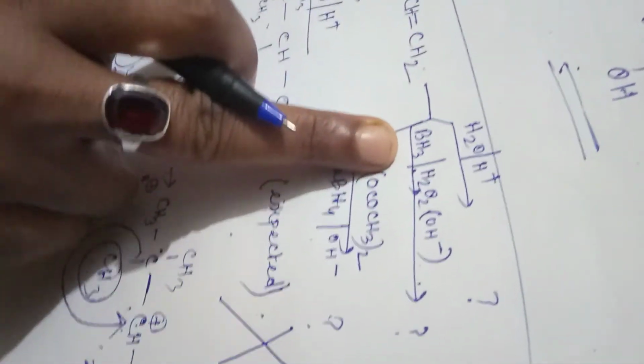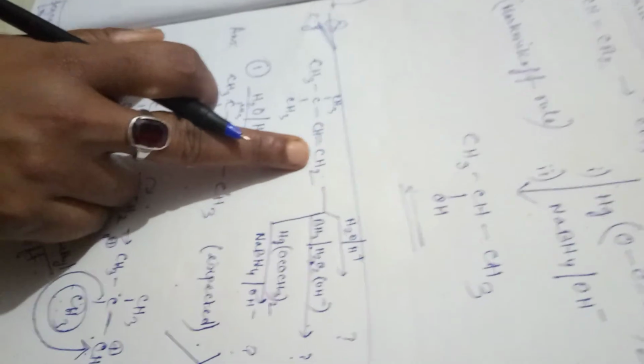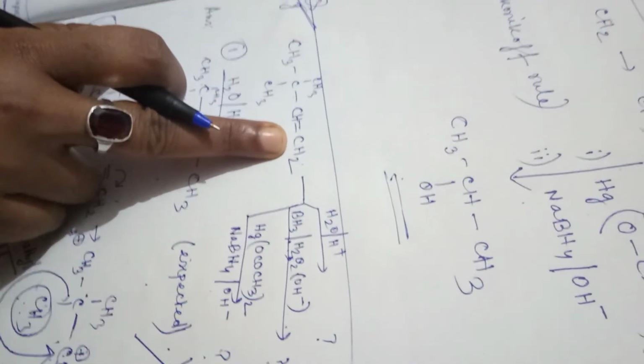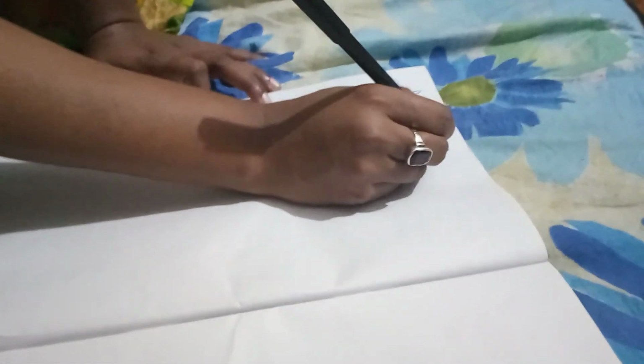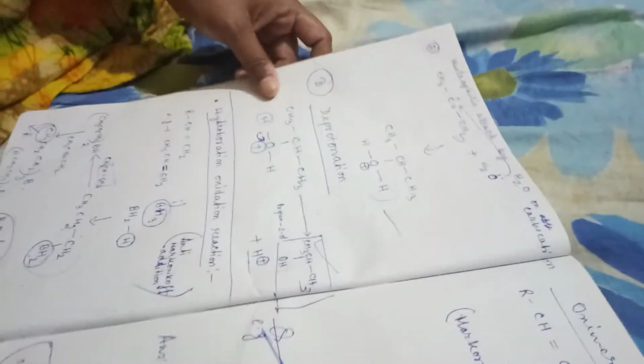Now, if we add the borane, what will the product be? We know it is anti-Markovnikov addition. So for the BH3 addition, the product will be CH3, CH3, CH3, single bond CH2, single bond CH2OH. This is the normal addition of BH3 as expected, isn't it?